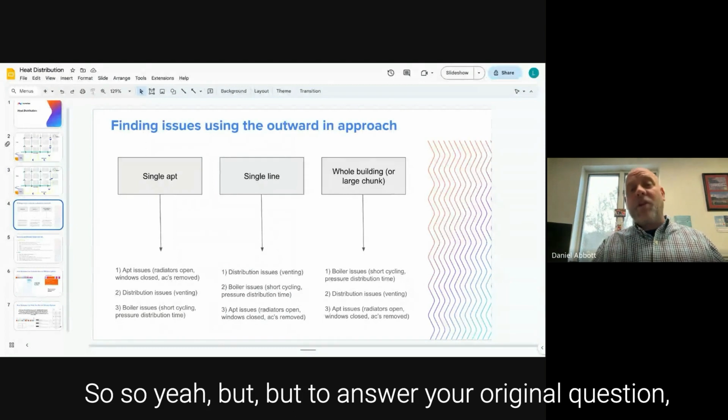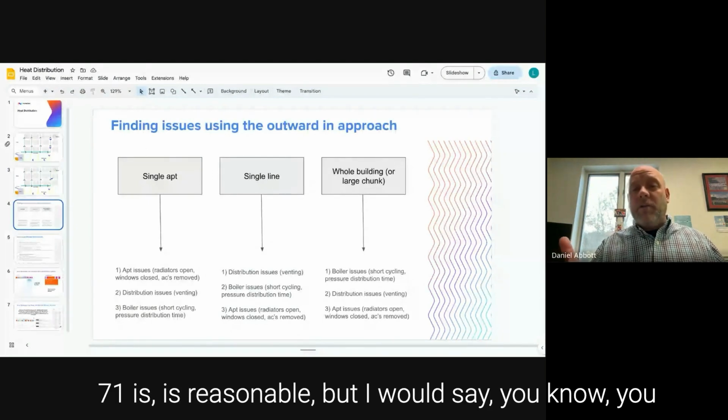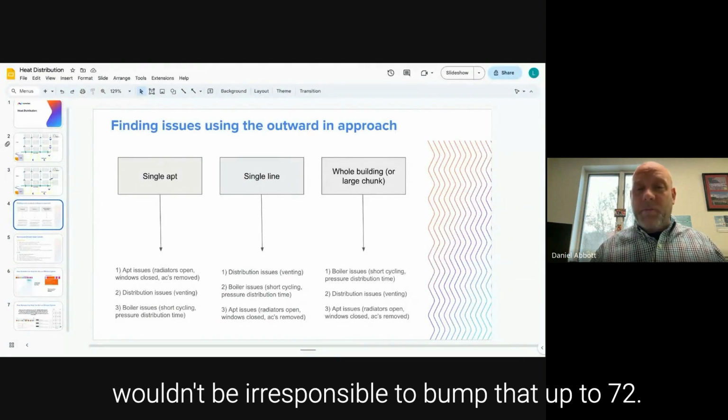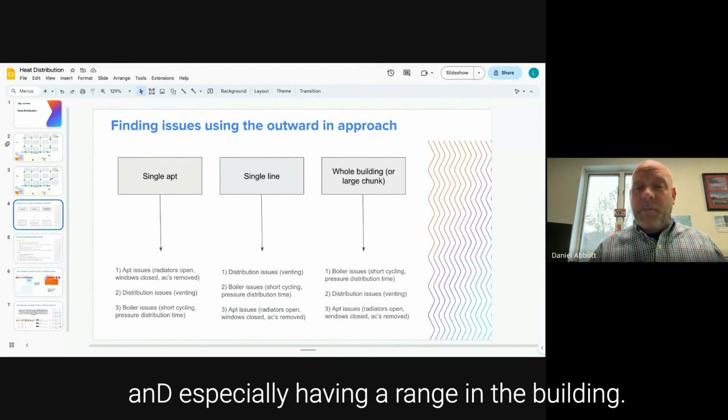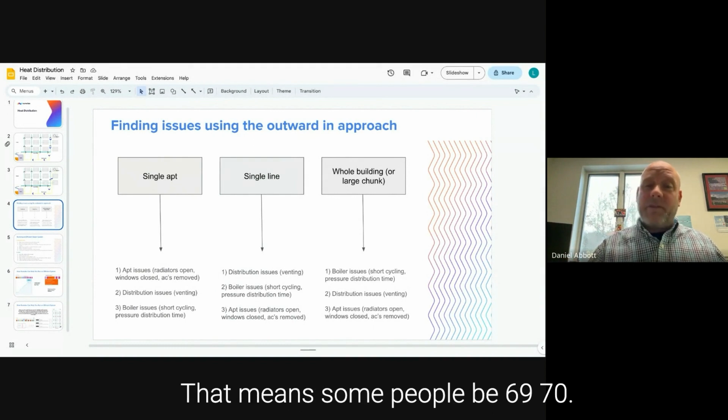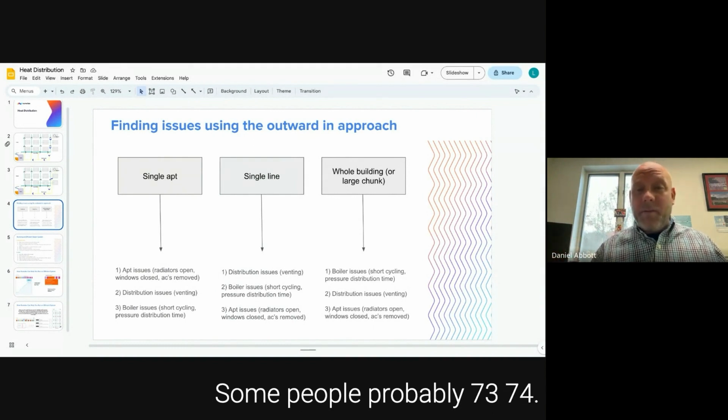So, to answer your original question, 71 is reasonable, but you wouldn't be irresponsible to bump that up to 72. Especially if you're having a range in the building, that means some people will be 69, 70, some people will probably be 73, 74.